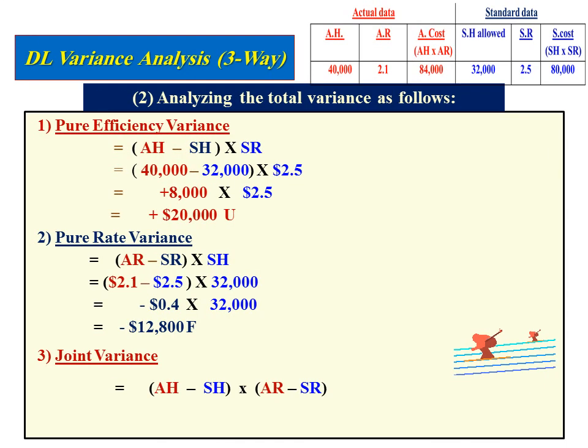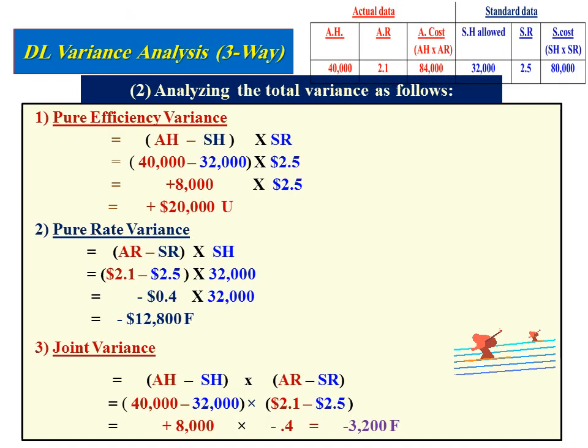Then the joint variance. This is my joint: the difference between hours, positive 8,000, and between rates, negative. Positive times negative equals negative 3,200. Negative means favorable. Here I have three reasons. One of them is unfavorable, efficiency, and the rest are favorable variances, rate and joint.